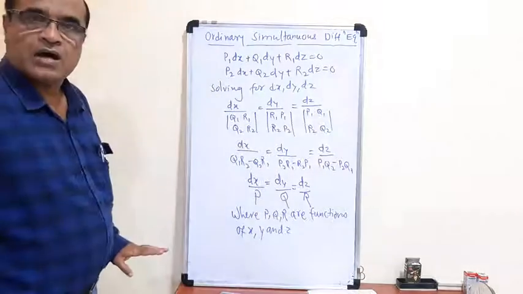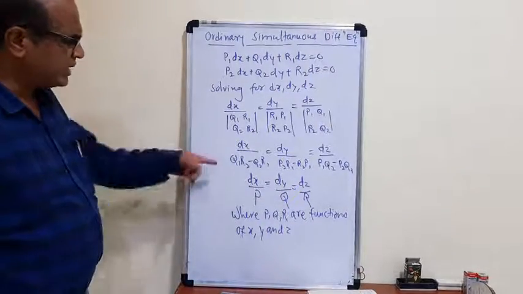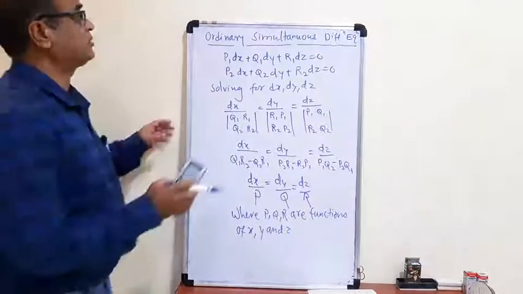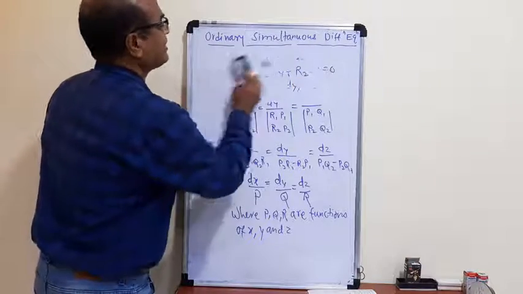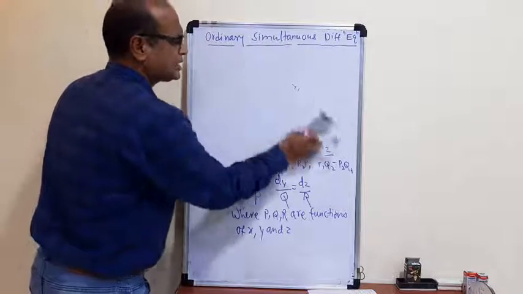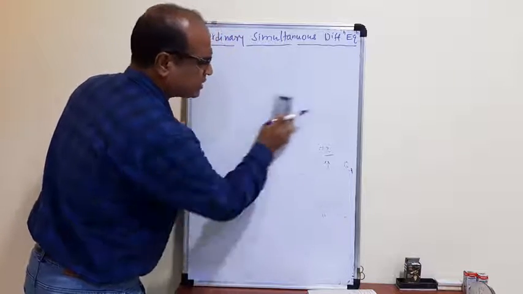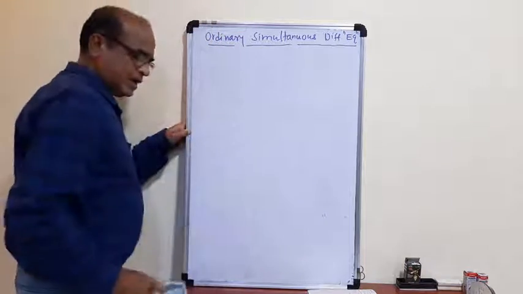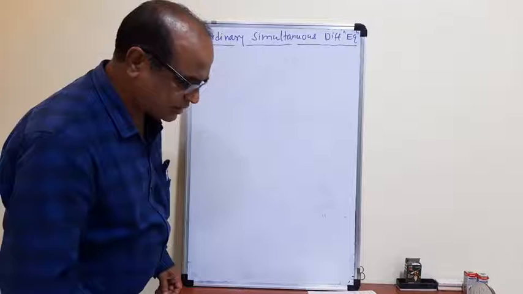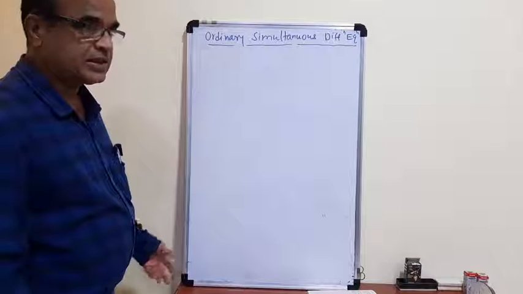It is easy to identify the ordinary simultaneous differential equation: dx upon P, dy upon Q, dz upon R. How to solve it is important here. What is the method of solving the ordinary differential equation? There are two cases, one general case and second particular case, and we solve by using two methods.